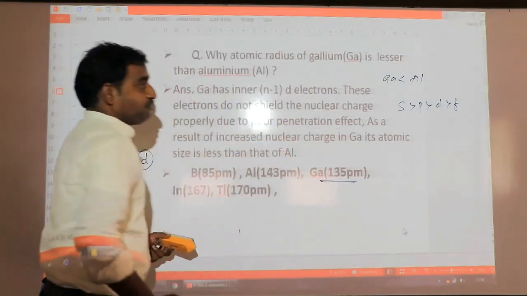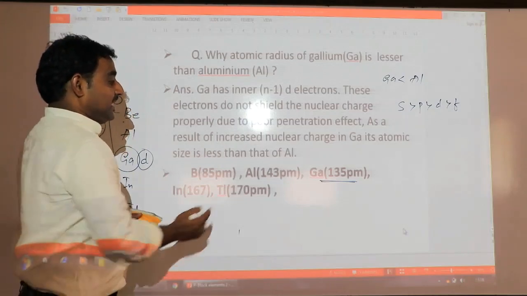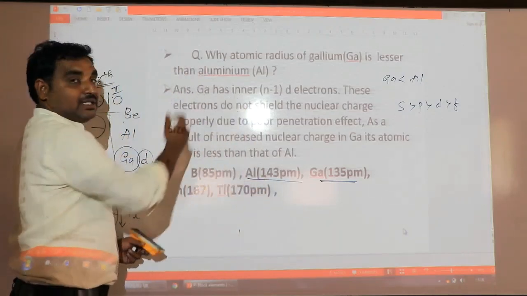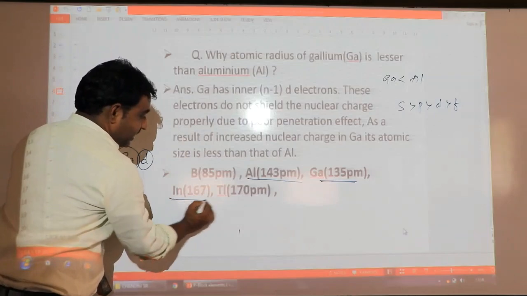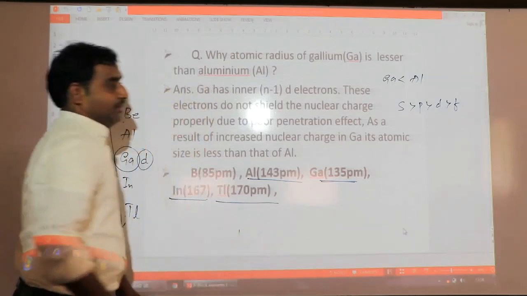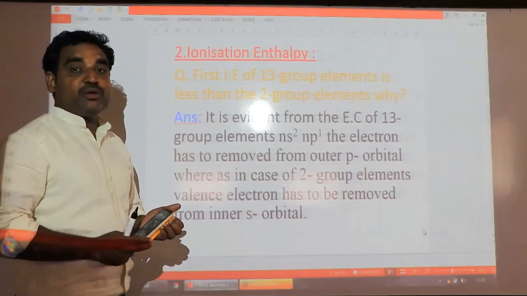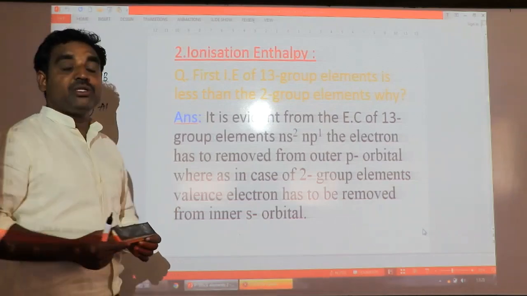Gallium is having less than the aluminium. That's the reason we discussed. And indium, and this is about thallium. The second physical property of the p block element, that is the 13th group element.